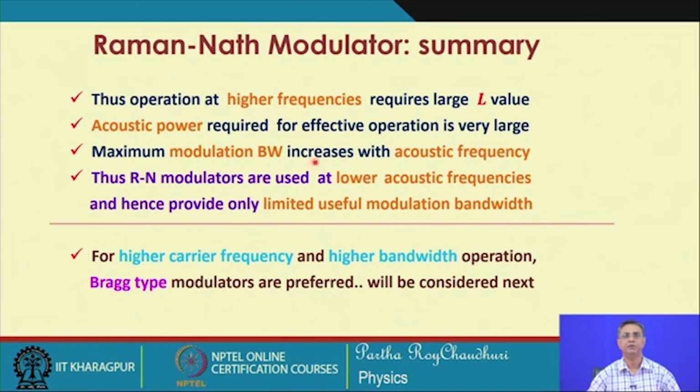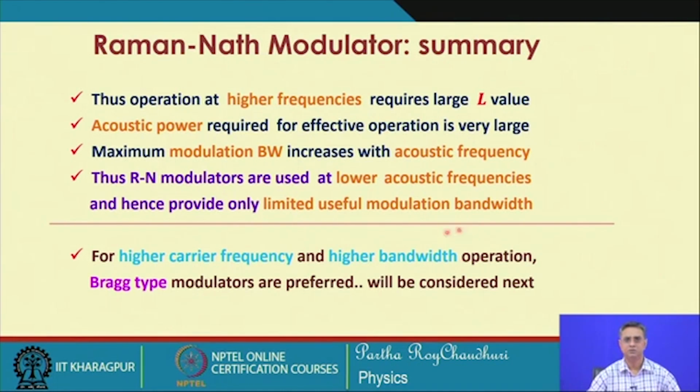Maximum modulation bandwidth increases with acoustic frequency. If you increase the acoustic frequency, you can get maximum modulation. These Raman-Nath modulators are therefore used at lower acoustic frequencies, and hence provide only limited useful modulation bandwidth for higher carrier frequency and higher bandwidth of operation.